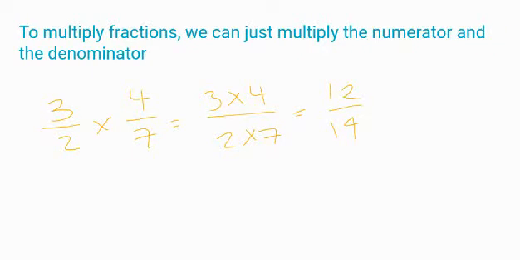If we want to multiply fractions, we can just multiply the numerator and denominator across. So if we're trying to multiply 3/2 and 4/7, we can just multiply across. So we know that 3 by 4 is 12. If we multiply the denominator across, 2 by 7 is 14.